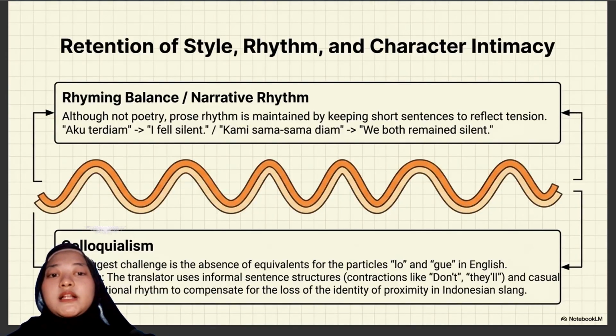Next is style, rhythm, and intimacy. Maintaining rhythm and emotional tone is crucial in literary translation. Short sentences such as aku terdiam became I fell silent and kami sama-sama diam becomes we both remained silent. This preserves narrative tension. One major challenge is translating Indonesian slang like gue and lo, which has no direct equivalent in English. To compensate, the translator used informal contractions and conversational tone, such as don't and they will, to maintain intimacy.